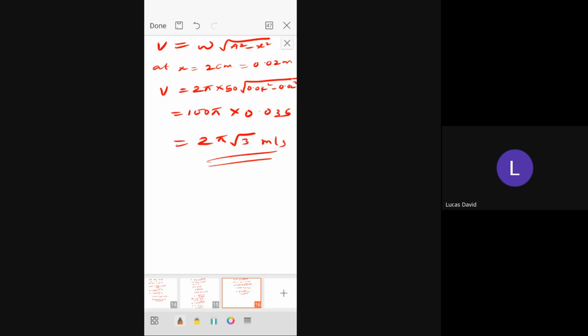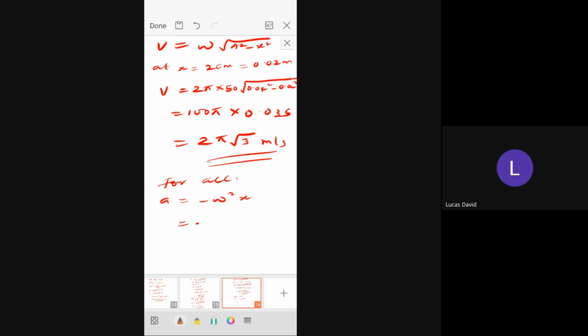And also they ask us to find the acceleration at 2 cm. So it means that at 2 cm, for acceleration, the formula is simply a equals minus omega square x. And this x is the displacement from the mean position. So I'm going to use this to be 2 cm. So the x is 2 cm, which is 0.02 meters.